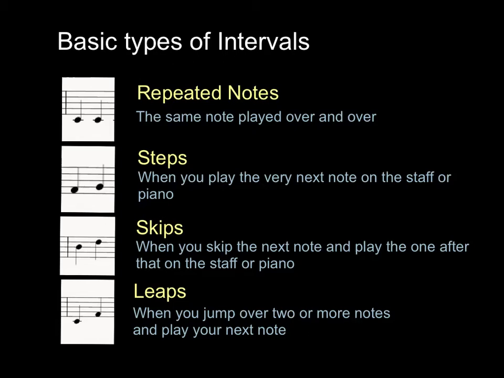There are four basic types of intervals. First, you have the repeated note, and that's simply playing the same note over and over again. Next is steps, when you play one note and then go up to the very next note on the scale or the piano. Then you have your skips. That's when you play one note, skip over one note, and then play the next. And last, you have your leaps. That's when you make large jumps in the staff or the keyboard, skipping over two or more notes.